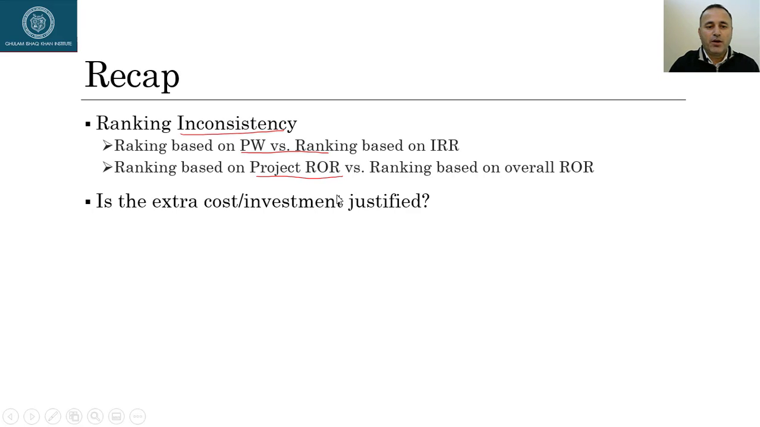Then in order to tackle these problems, I briefly introduced you to a technique called incremental cash flow analysis. Incremental cash flow analysis essentially is a technique which tells you whether the extra investment, or in one of my slides, we said not the unavoidable, but in fact avoidable investment, is justified. So whatever extra investment is required, let's say if I'm choosing project B over project A, is that extra cost or extra investment justified?